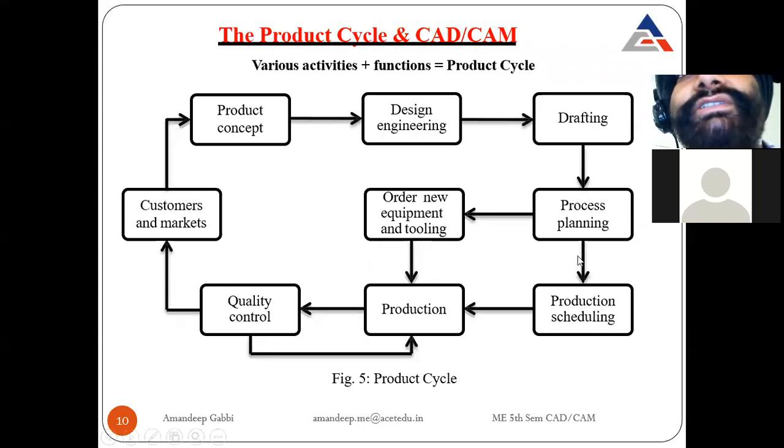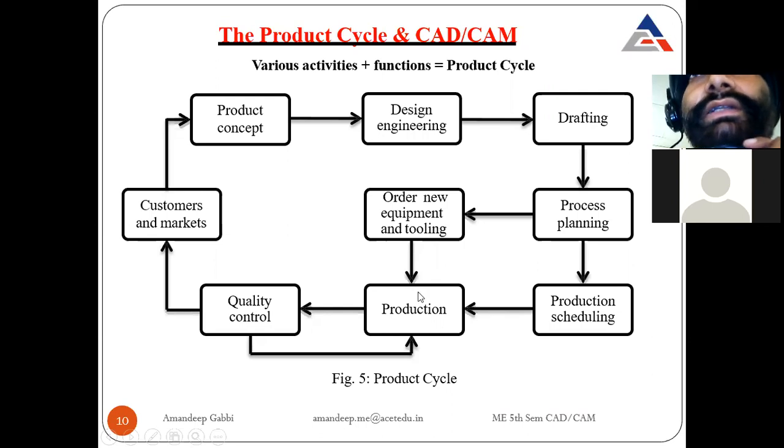And after process planning, you will schedule that production. We will forecast what production is required, how many products per month is required. Then production scheduling is per day production. You will schedule that on first day you need to manufacture that much product, then second day you need to produce that much product. Once you have scheduled that production, then it will go on for actual production.